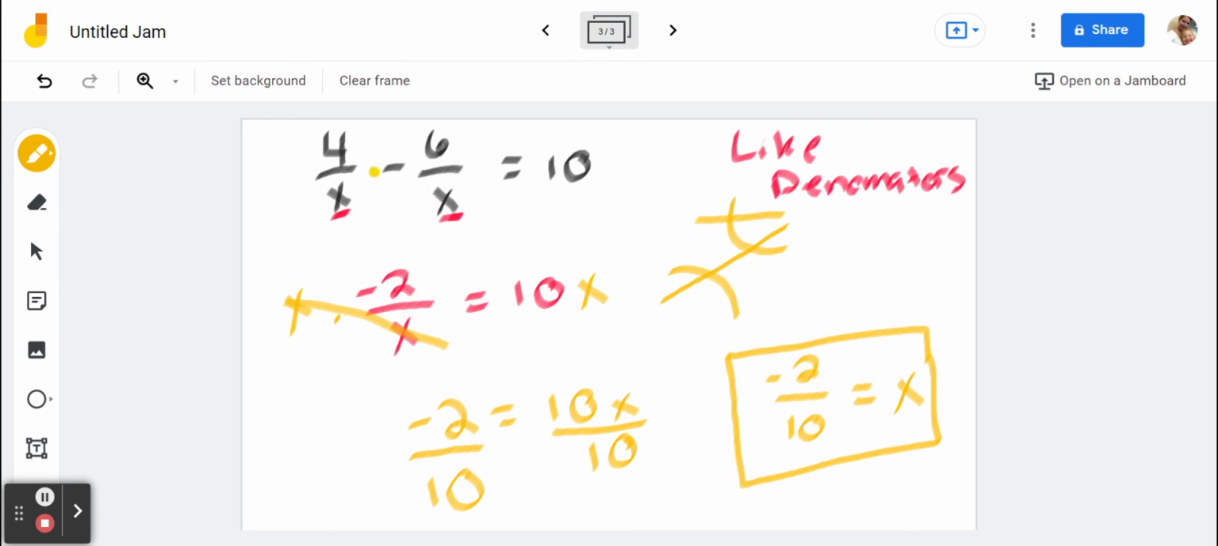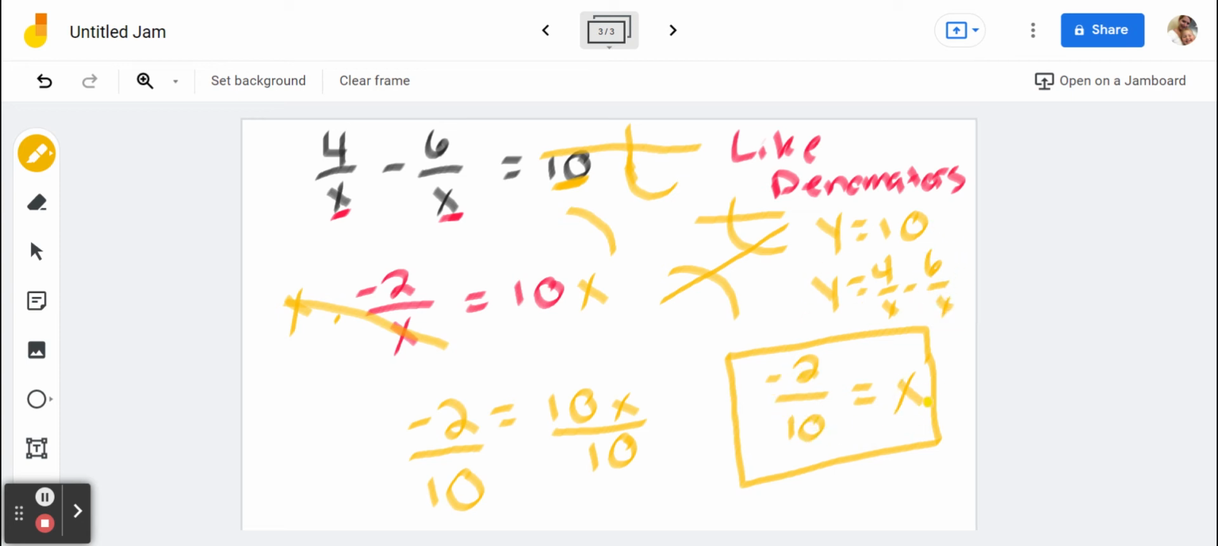So in this problem, what I have here on this side is some type of rational equation. But on this side, I only have a straight line. 10 is a straight line. So if I were to split these up and put them on a graph to check my answer, right? I put y equals 10 on one line, and then I put y equals 4 over x minus 6 over x on another line, and I would check to see if they intersect at negative 2 over 10.